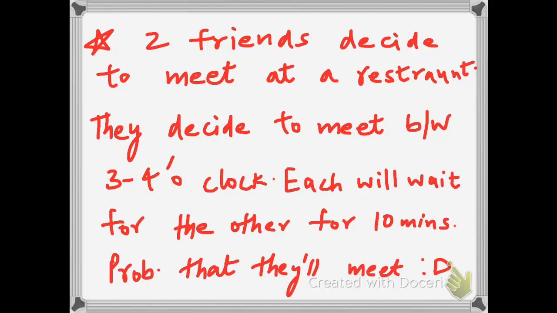Two friends decide to meet between 3 o'clock and 4 o'clock, and each will wait for the other for 10 minutes. Probability that they will meet. Alright, proceeding ahead. The solution to this problem, we'll do it through graphs. Graphical probability. Alright, let's see how we'll do it.